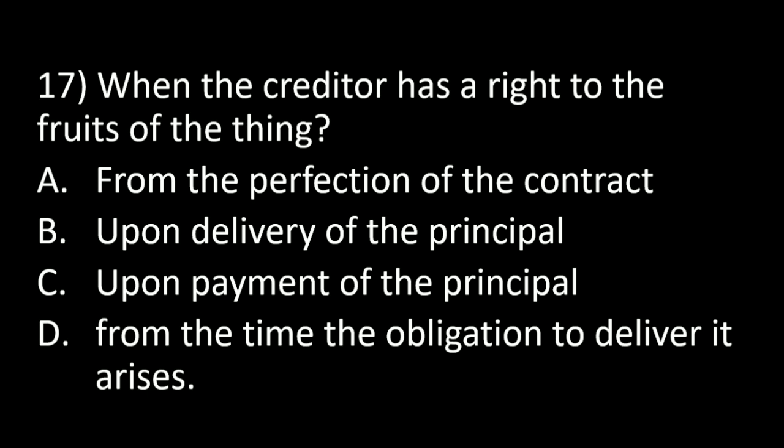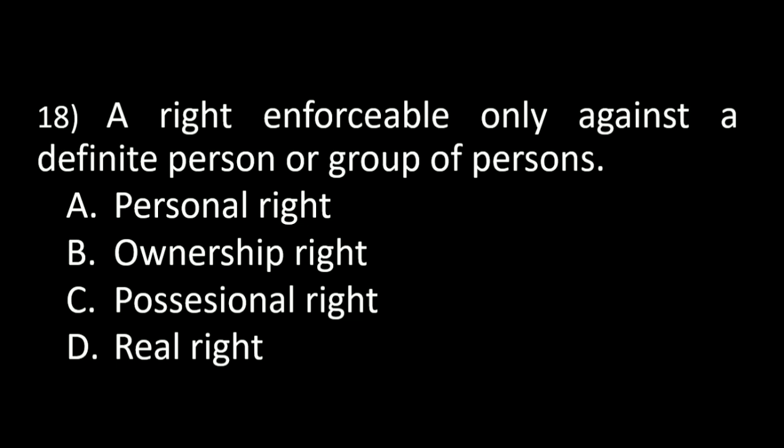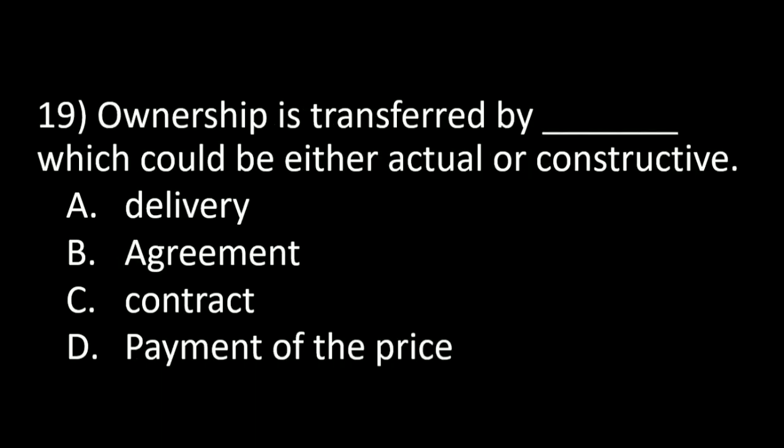18. A right enforceable only against a definite person or group of persons. A, personal right. Letter B, ownership right. Letter C, possessional right. Or letter D, real right. 19. Ownership is transferred by blank, which could be either actual or constructive. Letter A, delivery. Letter B, agreement. Letter C, contract. Or letter D, payment of the price.